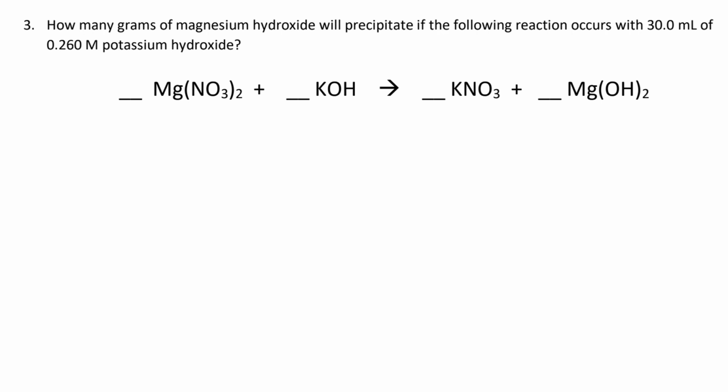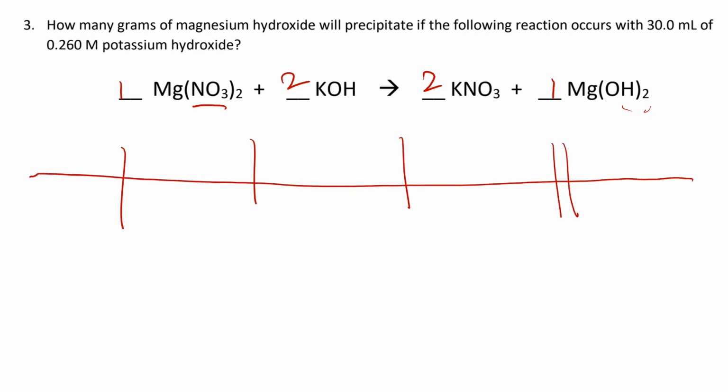Magnesium and potassium are both 1 and 1 and 1. So I have 2 nitrates. So I'm going to put a 2 over here, because I have 2 Ks. I have 2 OHs. Here I have 2 OHs. So it's 1 and then 1. 1, 2, 2, 1.